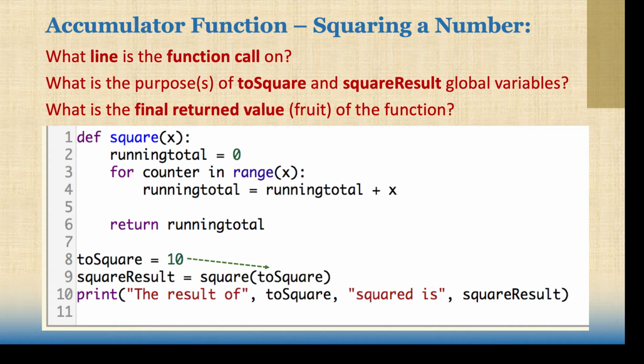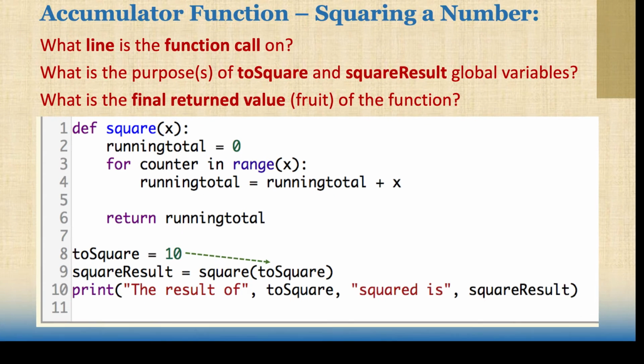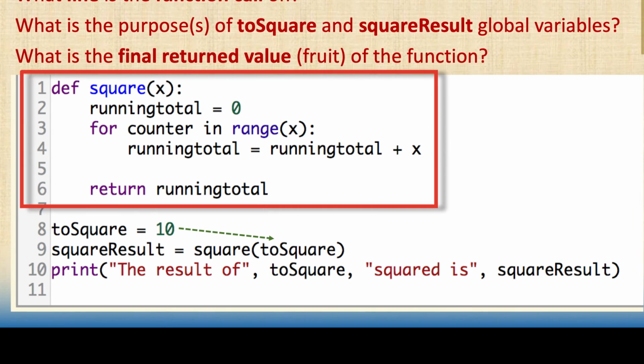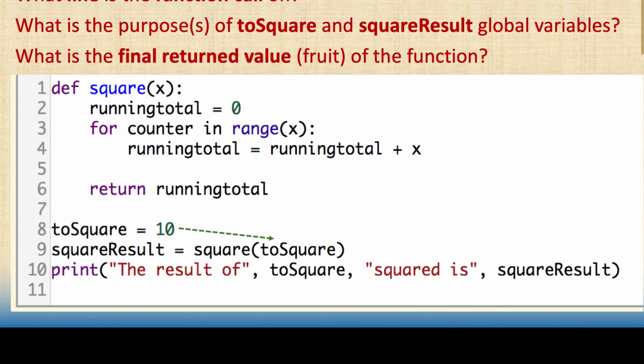On this last one, it's an accumulator function, and it's squaring a number, using an old-fashioned way of squaring the number by adding them up as many times as the number, kind of like the way you would learn it when you were in grade school. There's a function called square, and it's taking a parameter of x. So we're going to have to get something to put in there, because there's nothing in there.